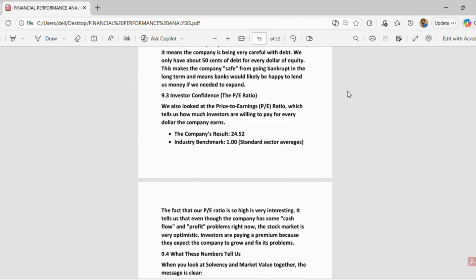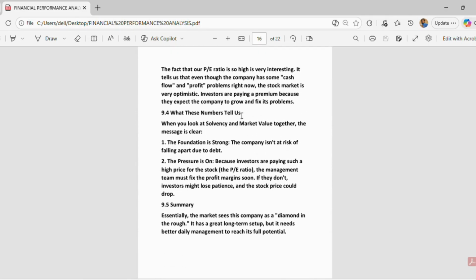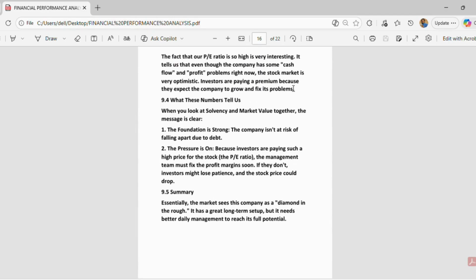Then we have calculated the investors' confidence, the PE ratio, which states that the company result is 24.52, the industry benchmark is 1.00. The PE ratio being so high is very interesting. It tells us that even though the company has some cash flow and profit problems right now, the stock market is very optimistic. Investors are paying a premium because they expect the company to grow and fix its problems.